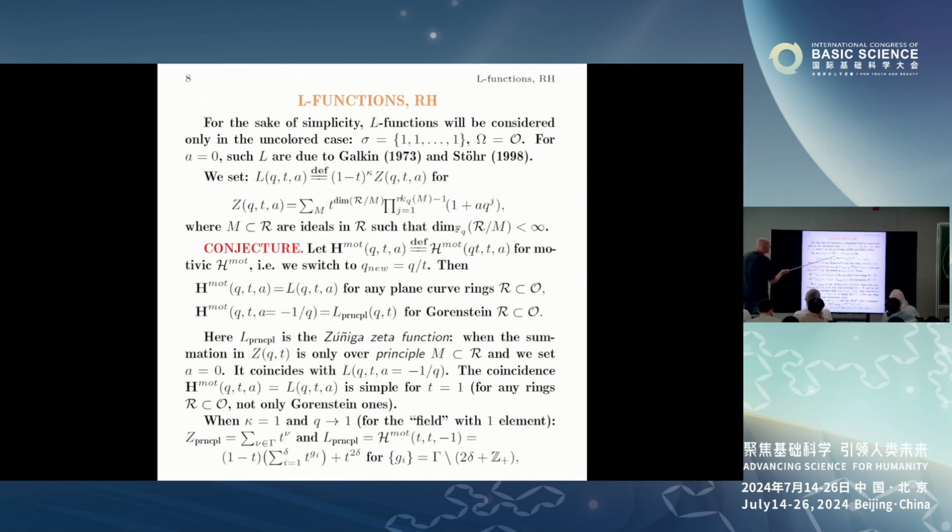but on the other hand, if you define any kind of zeta, there are always two choices: summation over all ideals or only principal ideals. If you do principal ideals, it's called Zuniga zeta function here. So then the conjecture is for arbitrary Gorenstein rings that if A is -1 divided by Q, then you will get coincidence here. The first is true only for plane curve singularities. But the second presumably works for Gorenstein.